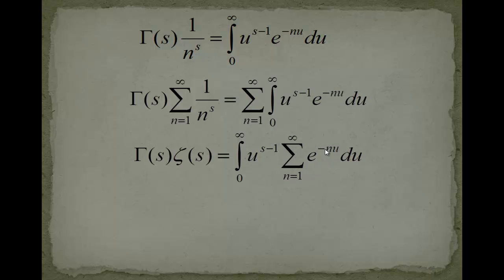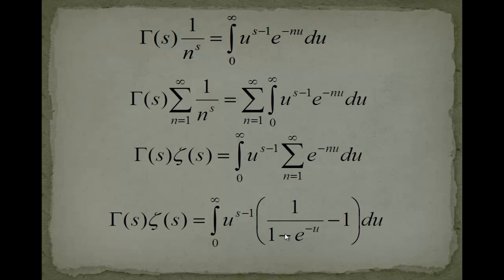As this is the geometric sum, we can use the formula for the infinite geometric sum, and it is very important that e to the minus u is always smaller than 1. Because u is only positive, we have always smaller values than 1, and we can use the geometric sum, which gives us 1 over 1 minus e to the minus u, because this is our a, and because we didn't start at 0, we started at 1, we have to subtract 1.